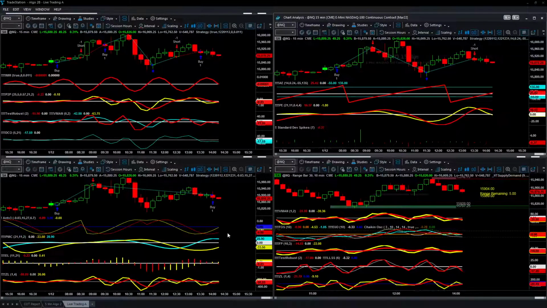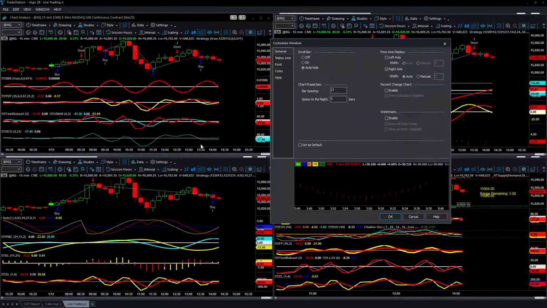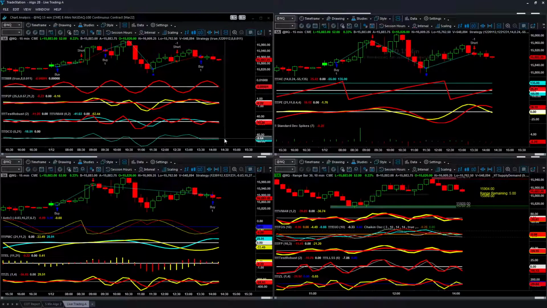Very little volume to push this bad boy down right here. It's just going sideways. Look at that. Boom, boom, right there. Look at that. Oh, jeez.